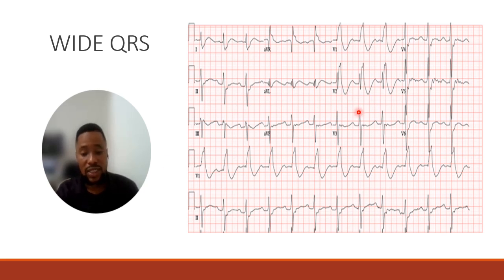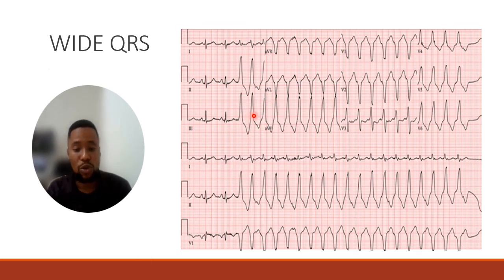Now, this is another example of wide QRS complex. You could see the wide QRS complex here. The QRS complex is wide. So this is also as a result of a bundle branch block. It's either right or left bundle branch block. When you have this pattern at your V1, you say this is a right bundle branch block. When you have it in V6, V5, you say it's a left bundle branch block. You can see the wide QRS complex in V1 especially.